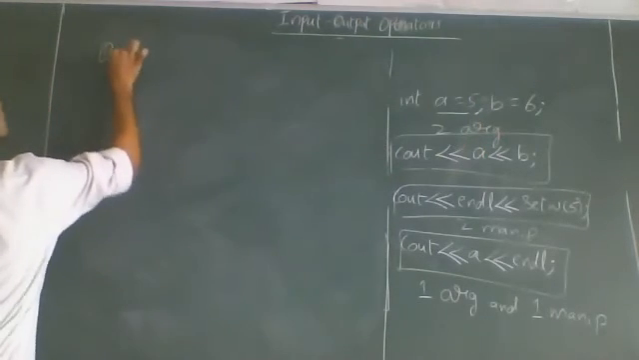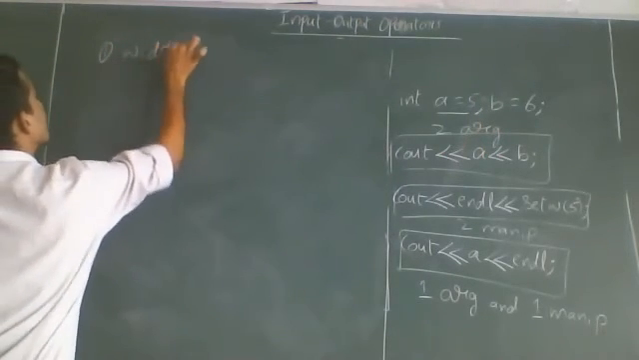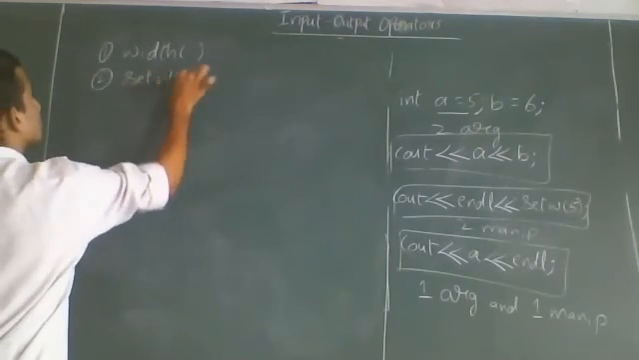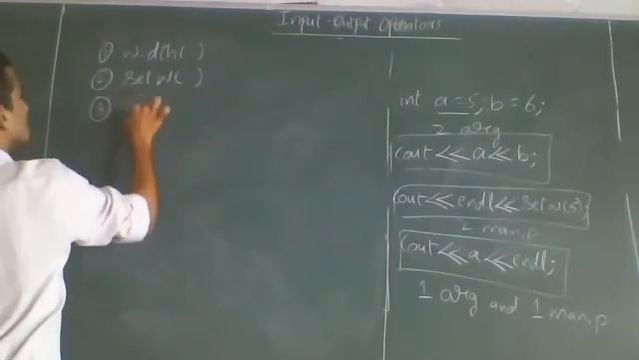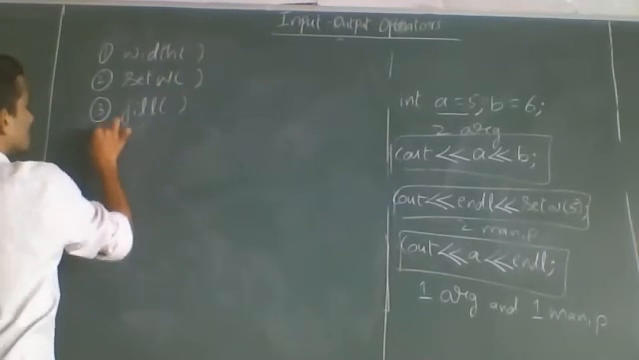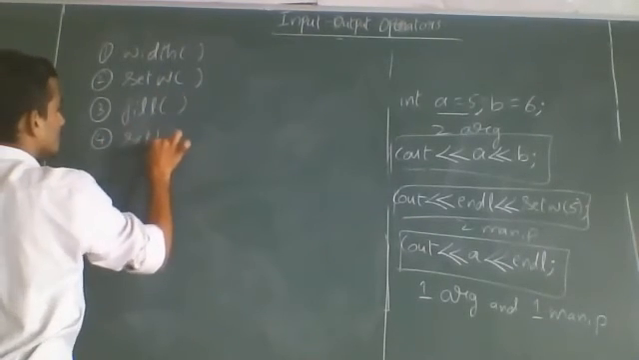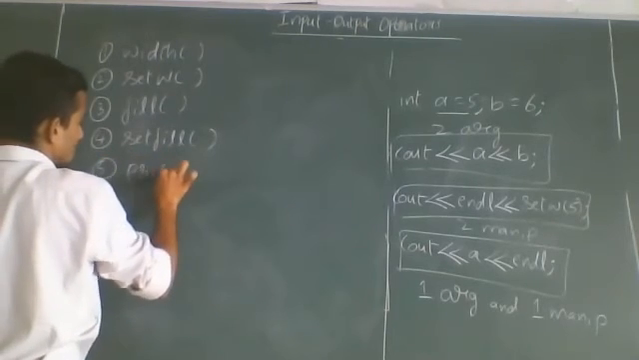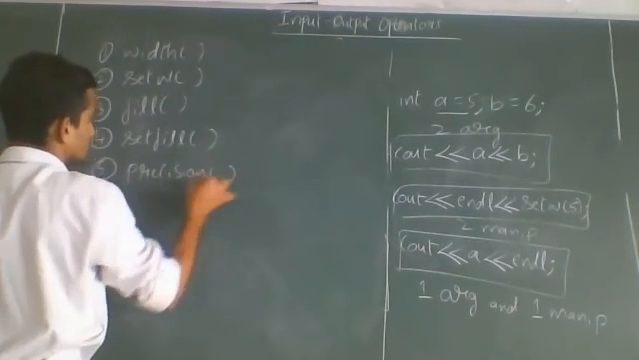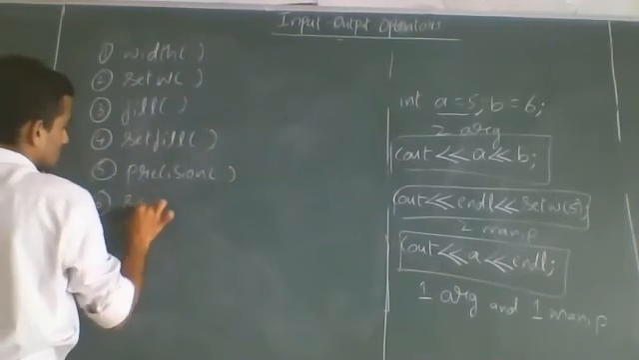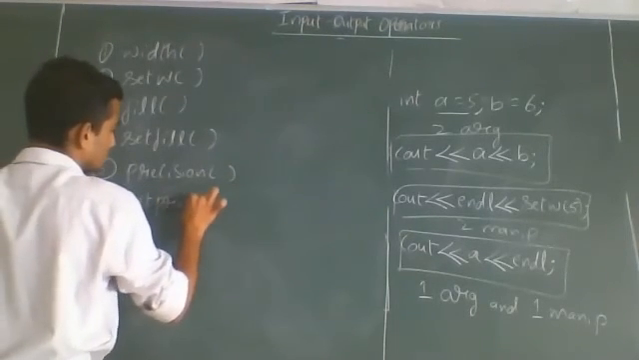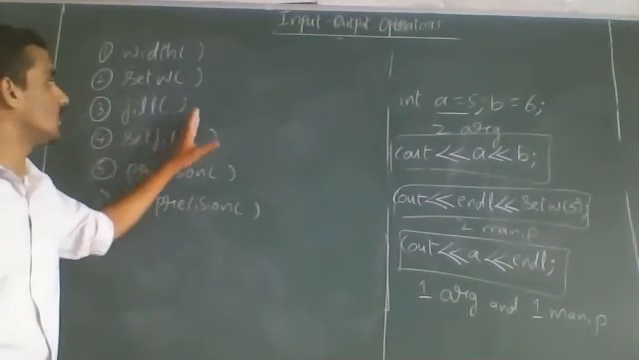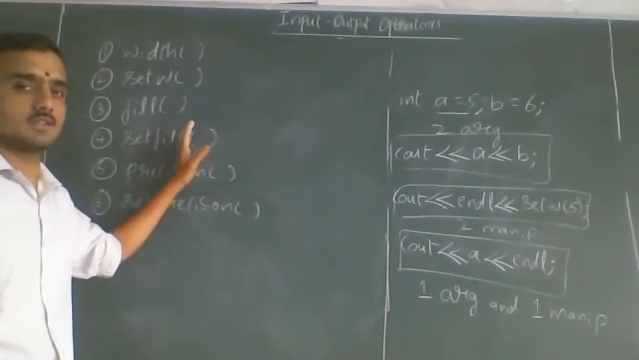So the first function is width. Next, setw. Third, fill. Fourth, setfill. Fifth, precision. Sixth one is set precision. So I will tell the definitions, how to use them, and what is necessary to use these functions.